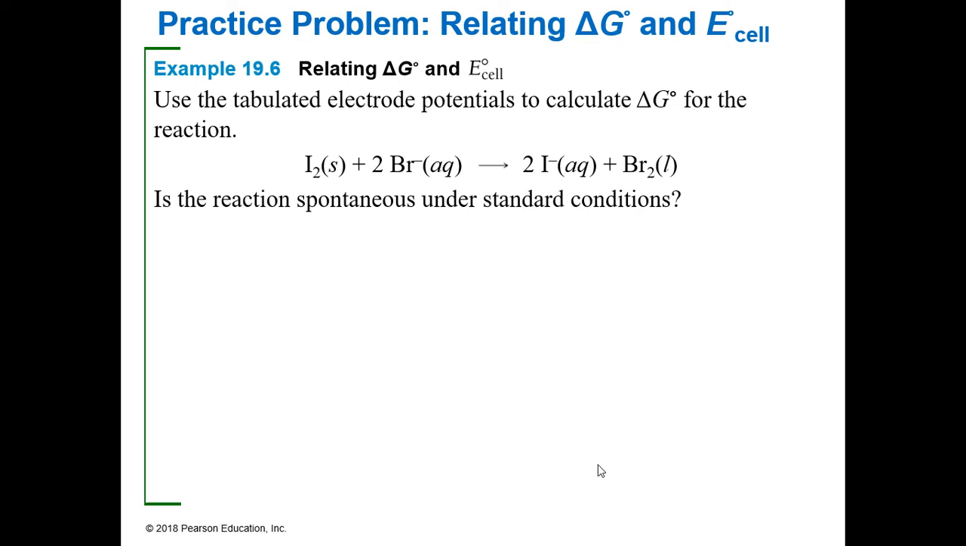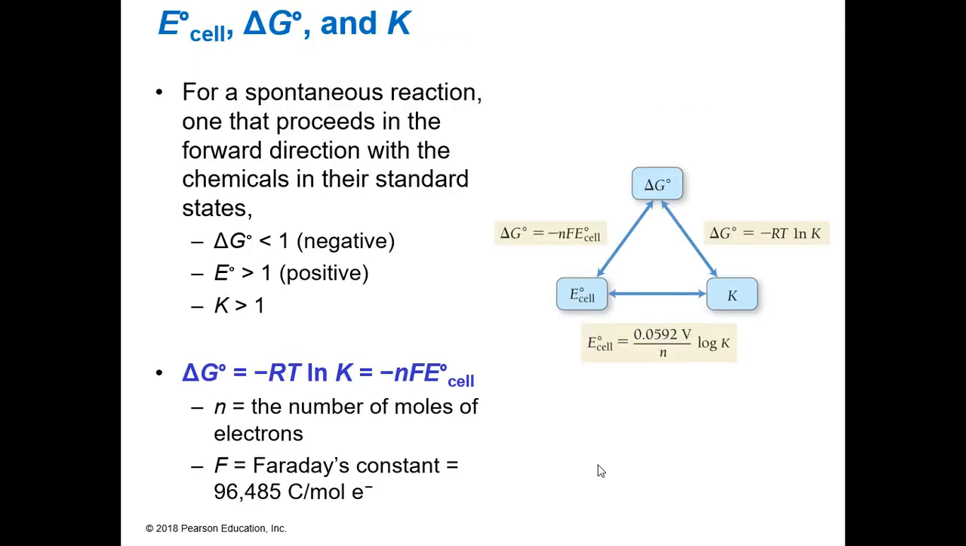Is this reaction spontaneous? Well, first, what do we need to do? Well, let's take a look back. Delta G, how can we solve it? Well, we can solve delta G equals negative NF E naught of our cell, or delta G equals negative RT ln of K. Well, we don't have K, right? So we can't do that one. And then we also don't have a temperature. But we could use the electrode potentials, right? Use Faraday's constant, use the number of moles to figure out our delta G value.